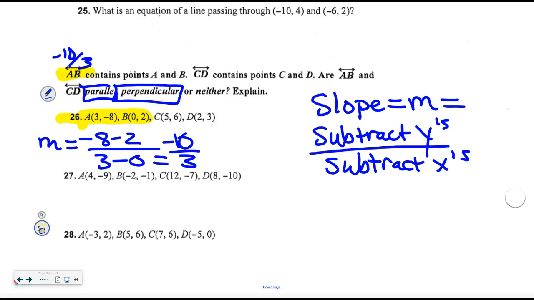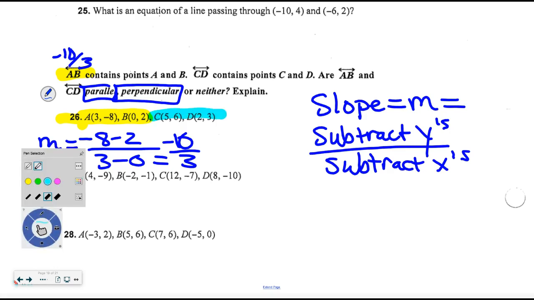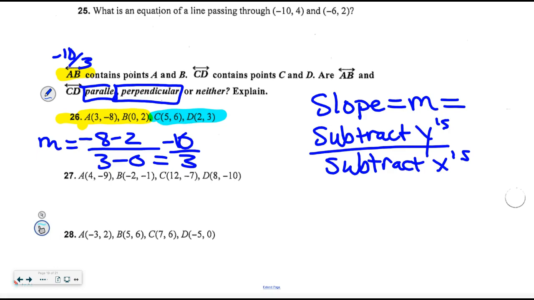Correct? Then what I'm going to do is go grab the other 2 points. And I'm going to do the same thing, Lily. I'm going to subtract the y's. Which ones are the y's? The y's. Oh, 6 and 3. Yep. So I'll go 6 minus 3 over 5 minus 2. And I get a slope of 3 over 3, which is 1, right? So this one was 1.